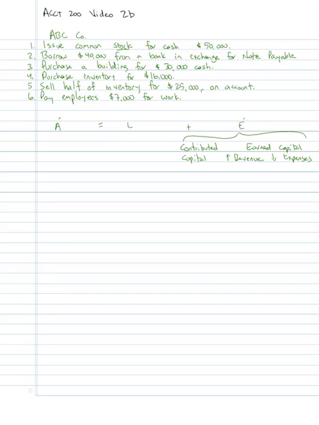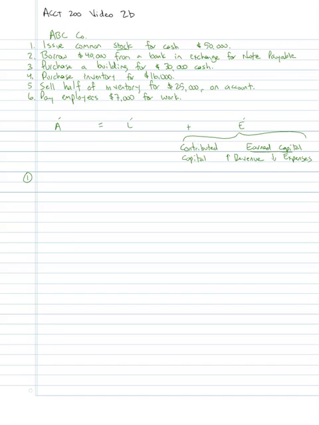So we have assets, liabilities, and equity, and we're going to break our equity down into two components, contributed capital and earned capital, and then earned capital is further going to be broken down into revenues and expenses. This will help us measure and record the transactions. So let's take a look at the first transaction. We're going to issue common stock in exchange for cash for $50,000.